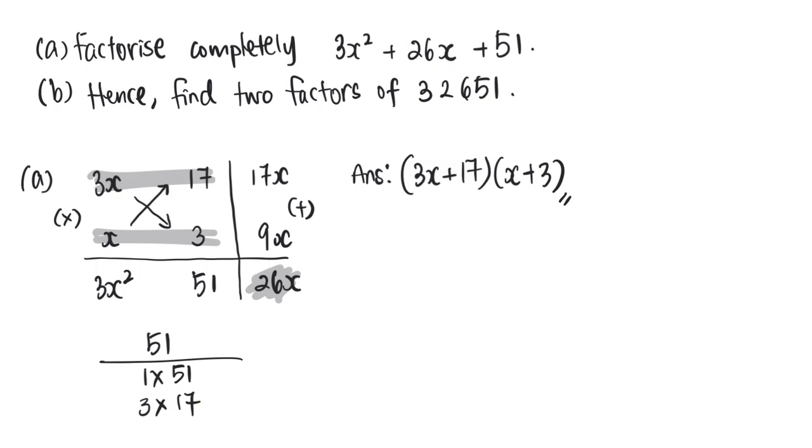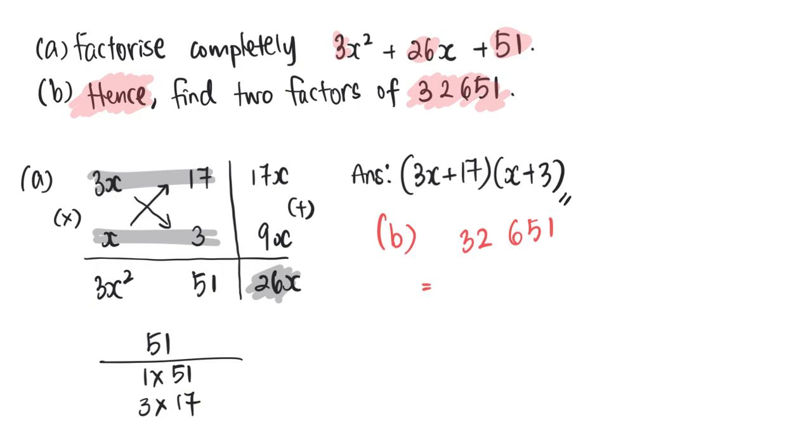Part B though requires us to use the result from part A because of the word hence. So for part B, I would then need to look carefully at this number, and I saw some similarities between 3, 26 and 51. So let's observe what Mr. Tan is going to write here.